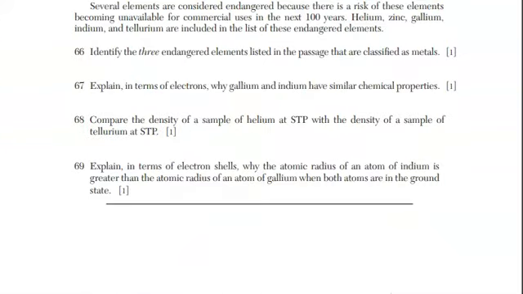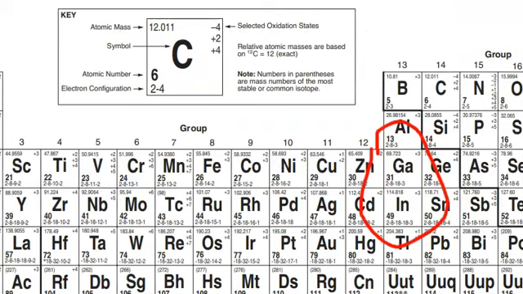Finally, in this group or cluster of questions, in 69, it says explain in terms of electron shells why the atomic radius of an atom of indium is greater than the atomic radius for gallium when both atoms are in the ground state. For this, go back to the periodic table. I circled gallium and indium with the electron configurations. That gives us the electron shells. Gallium has electrons in 4 shells. Indium has electrons in 5 shells.